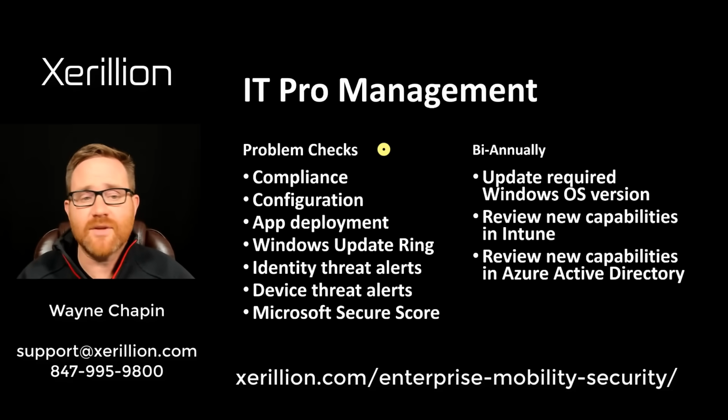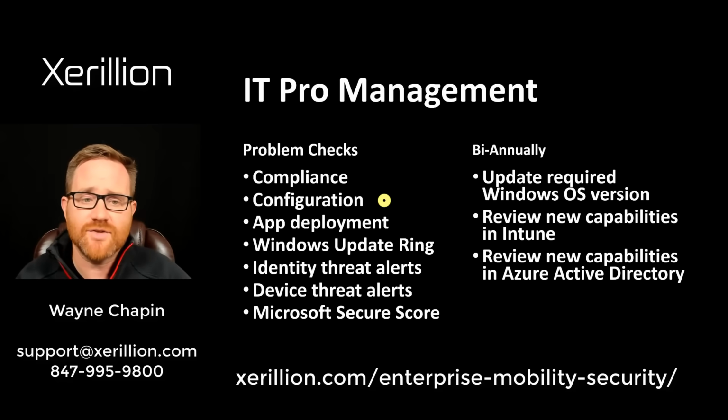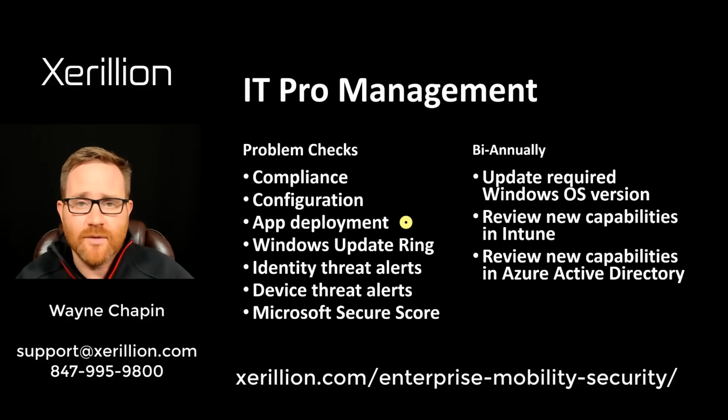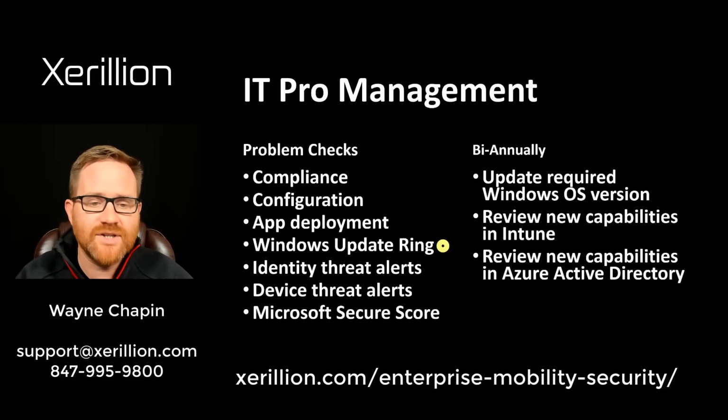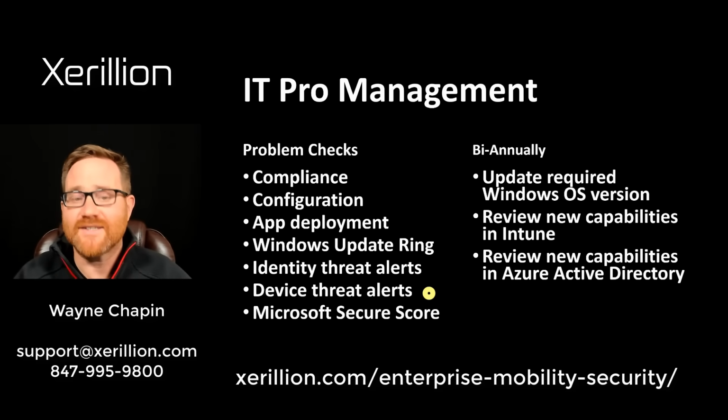On a weekly or monthly basis, you need to do a problem check. You need to go in and check for compliance problems. You need to check for configuration profile problems. If you made a change to a configuration profile, are there computers that are having a problem taking those changes? You need to do an app deployment problem check. The software that you're pushing out to these computers, are there computers that are not taking those software loads for some reason? You need to do a Windows Update ring check. You need to do an identity threat alert. You need to do a device threat alert and check your Microsoft Secure Score.